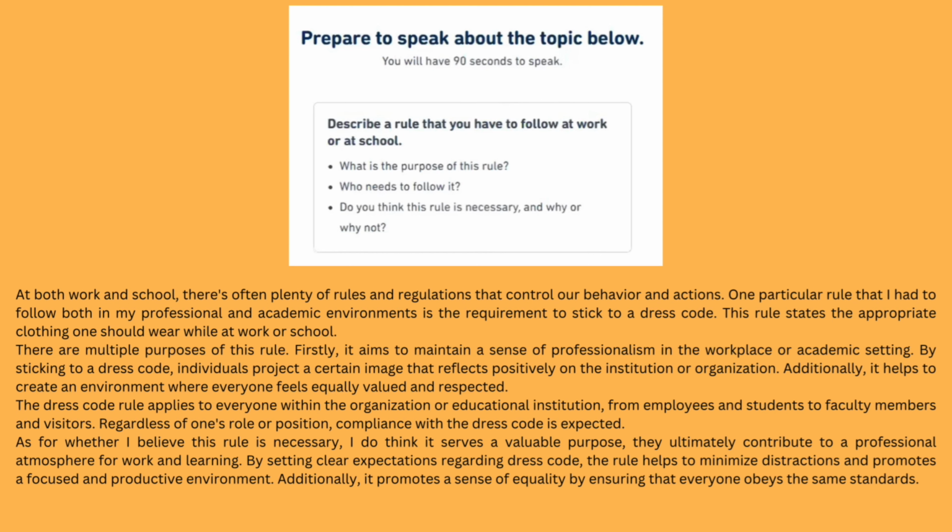The dress code rule applies to everyone within the organization or educational institution, from employees and students to faculty members and visitors. Regardless of one's role or position, compliance with the dress code is expected. As for whether I believe this rule is necessary, I do think it serves a valuable purpose. It ultimately contributes to a professional atmosphere for work and learning. By setting clear expectations regarding dress code, the rule helps to minimize distractions and promotes a focused and productive environment. Additionally, it promotes a sense of equality by ensuring that everyone obeys the same standards.